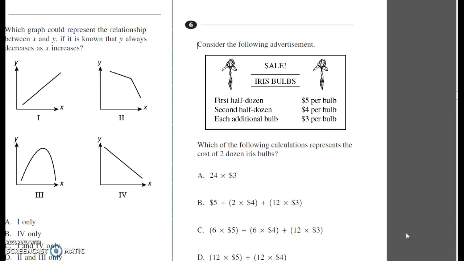So we're told that there's a sale on iris bulbs. The first half dozen is $5 per bulb. The second half dozen is $4 per bulb. And each additional bulb is $3 each. The question is, which of the following calculations represents the cost of 2 dozen iris bulbs?